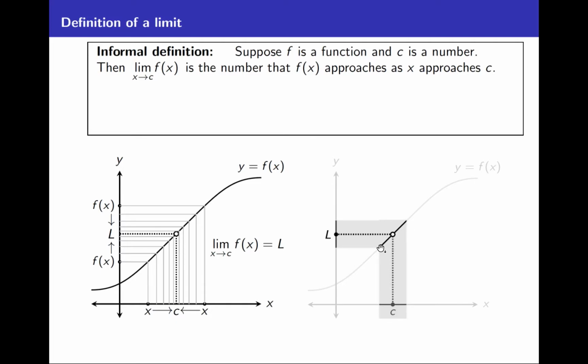Your f of x values are very close to L. And I'll put the rest of the graph back there. But the idea here is that you could make this strip containing c smaller and smaller, and those x values inside that strip would correspond to f of x values that get squeezed into L. As this interval gets smaller and smaller and smaller, the corresponding x values in it have y values, f of x, that are getting squeezed into L.